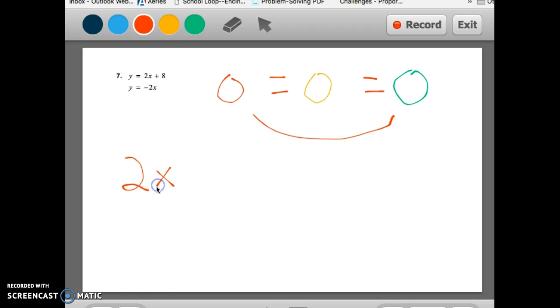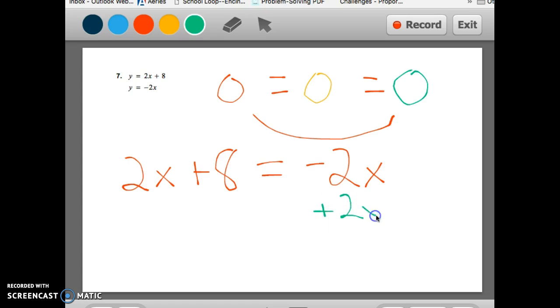Therefore, 2x plus 8 equals negative 2x. And that helps us because we got rid of y for the moment. And now we can solve for x. So let's add this 2x to both sides. And then we get 4x plus 8 equals 0.